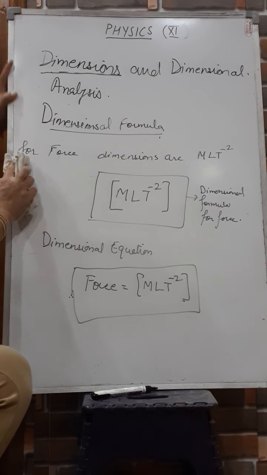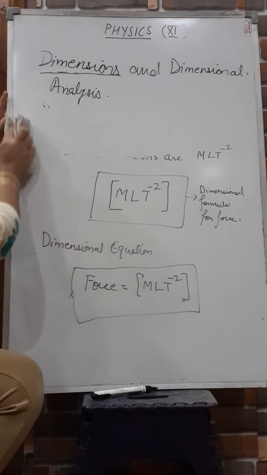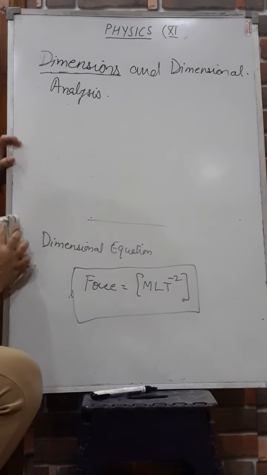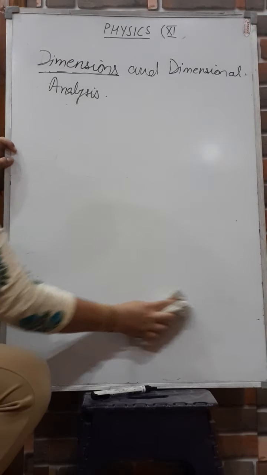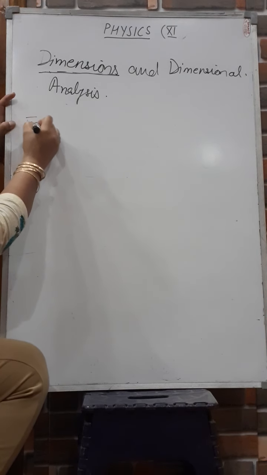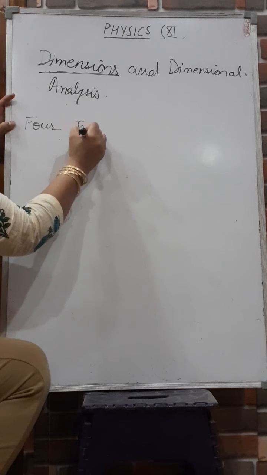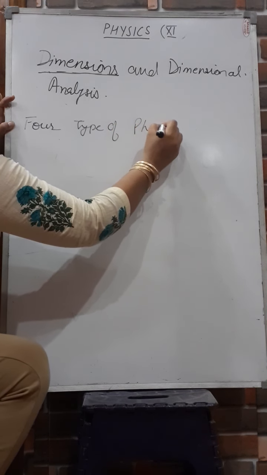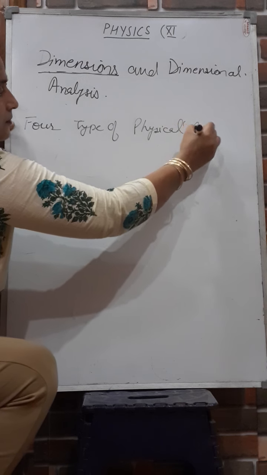Now we have 4 different types of physical quantities on the basis of dimensions. So 4 types of physical quantities.